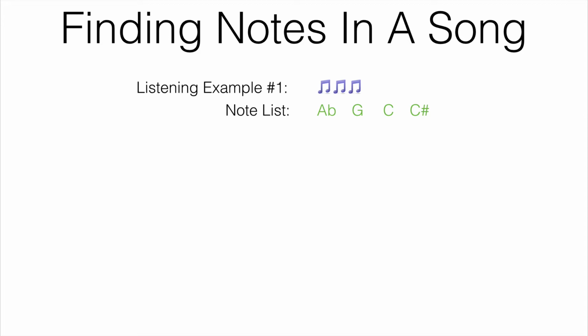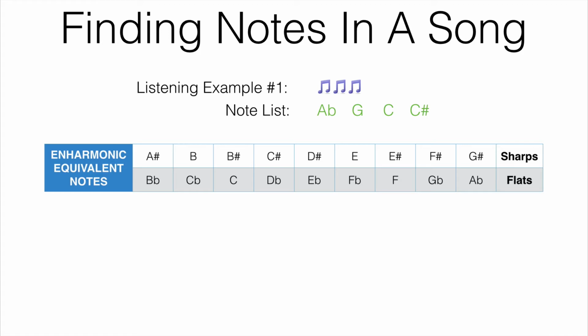Okay, so I broke my own rule already. From the previous video in this series, remember that I had mentioned that we need to write down all of the enharmonic equivalent note names as well. Here's a list of all notes and their enharmonic equivalent versions. Let's convert our list of notes so that it includes all of the enharmonic equivalent notes as well. All right, so now we have G sharp or A flat, G, B sharp or C, and C sharp or D flat.